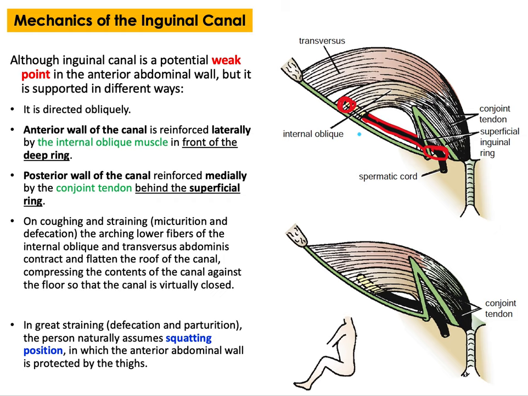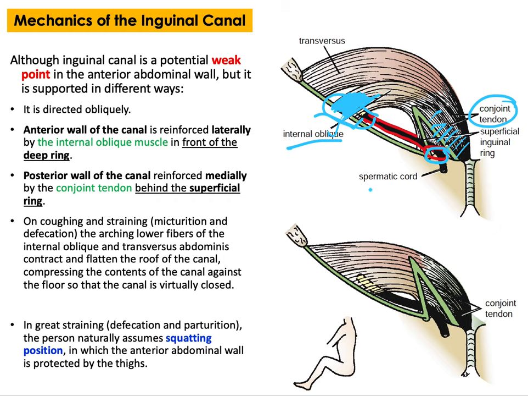Look at how God created it. The deep inguinal ring is supported anteriorly by the internal oblique muscle, because we mentioned it covers the posterior half of the canal. But the superficial inguinal ring is supported posteriorly, not anteriorly like this, posteriorly by the conjoint tendon.